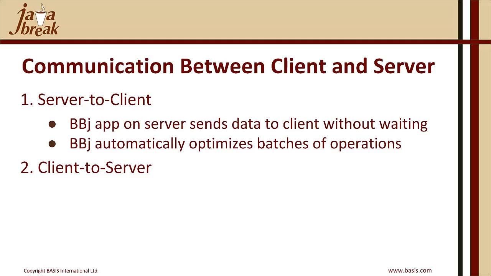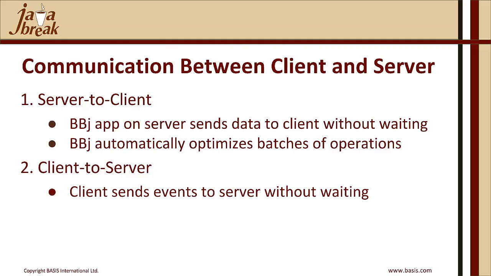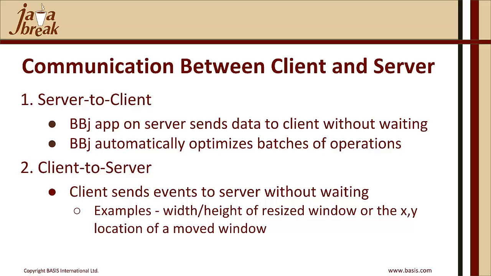The second category is client to server. This would include events like on-button push event. For the most part, the client sends events to the server without waiting for any sort of response. The event object typically contains additional parameters relating to the event, such as the width, height of a resized window, or the XY location of a moved window. Because this information is delivered to the server as part of the act of delivering the event, it is immediately available to the program as soon as the event is received.